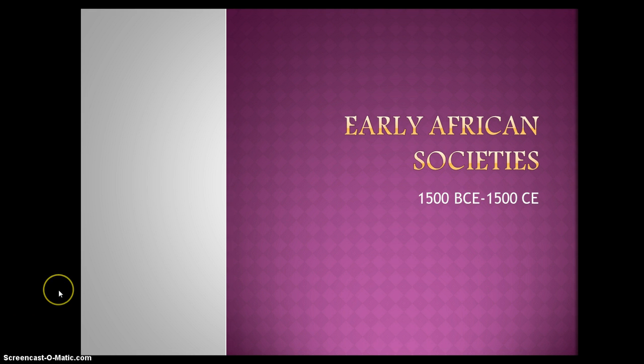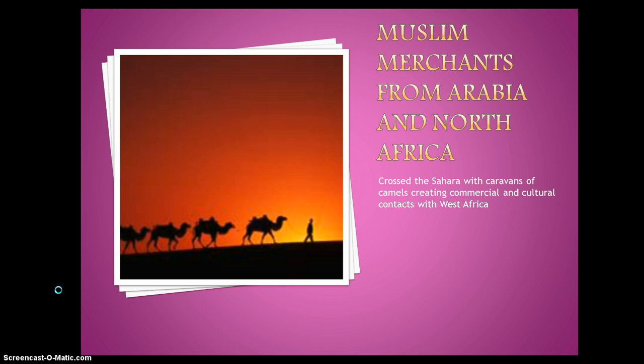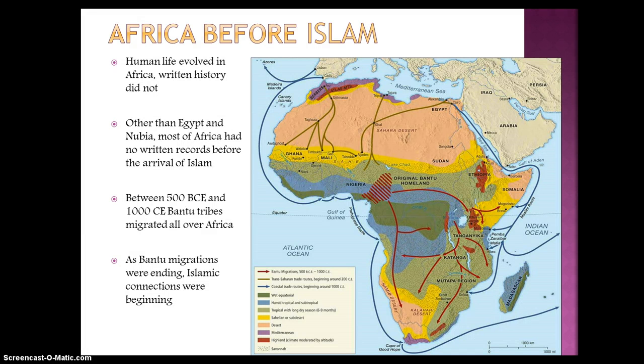Okay, so having said that, we're going to move on. We've covered Christianity and Islam, and they have a major role within the continent, along with indigenous African religions. So Muslim merchants from Arabia and North Africa crossed the Sahara with caravans of camels, creating commercial and cultural contacts with West Africa. And so the Arab world and the broader Muslim world is going to have a huge impact on the continent of Africa.